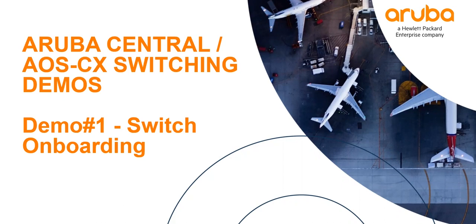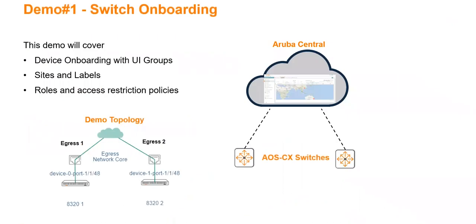In our session today, we're going to cover switch onboarding with HPE GreenLake and Aruba Central. Today, we'll be onboarding the two 8320 devices you see in the topology into UI groups with Central. Using templates is another option that will be covered in a separate session. A word of note, if you'll be onboarding devices with existing configurations that you want to keep, you must use UI groups to retain the configuration.